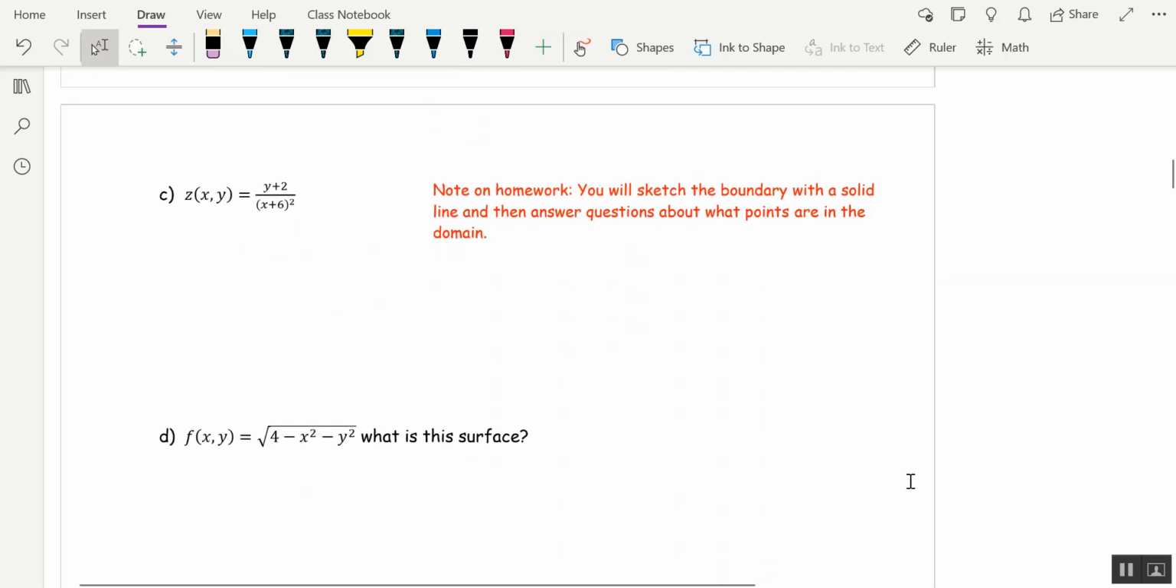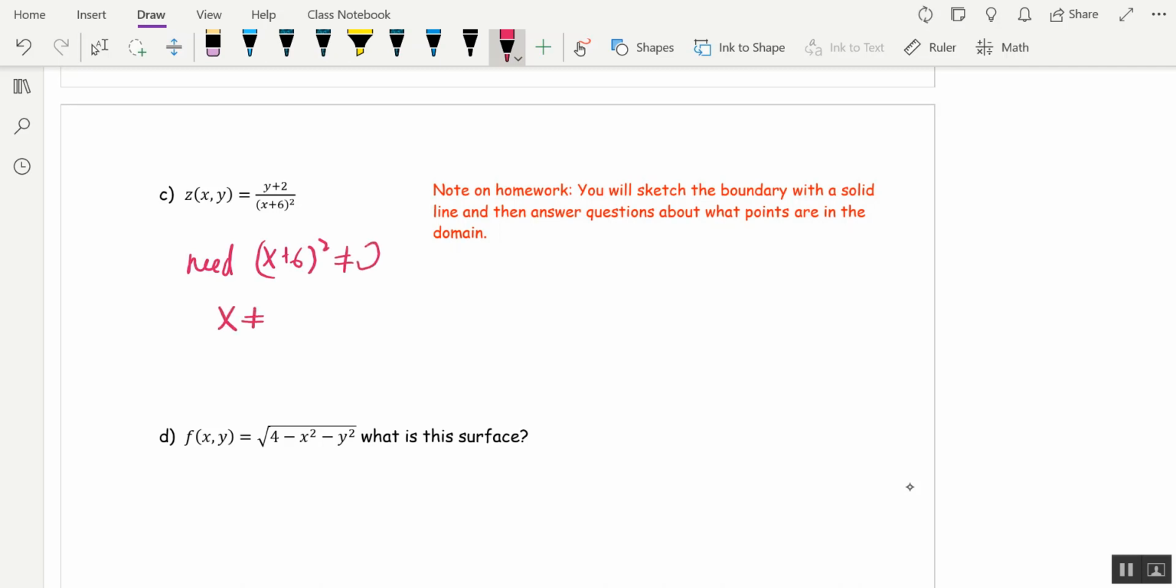Okay, a couple more. This one's pretty easy. We've got x in the denominator. We've got x plus 6 quantity squared. And so we need x plus 6 quantity squared not to be 0. So we need x not equal to negative 6. All right, and so to graph that, what I would do is put a dotted line here at x equals negative 6 and fill in the rest of the plane.